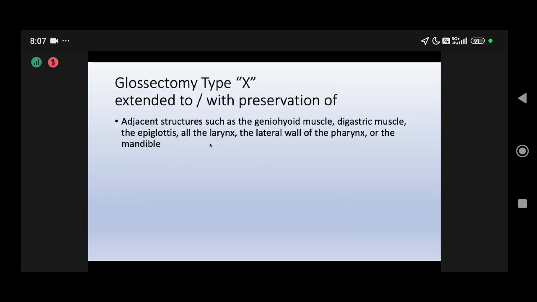Glossectomy type X is reserved when the adjacent structures such as geniohyoid, digastric, epiglottis, larynx, lateral wall of pharynx, or mandible are involved or not involved in the extended glossectomy.